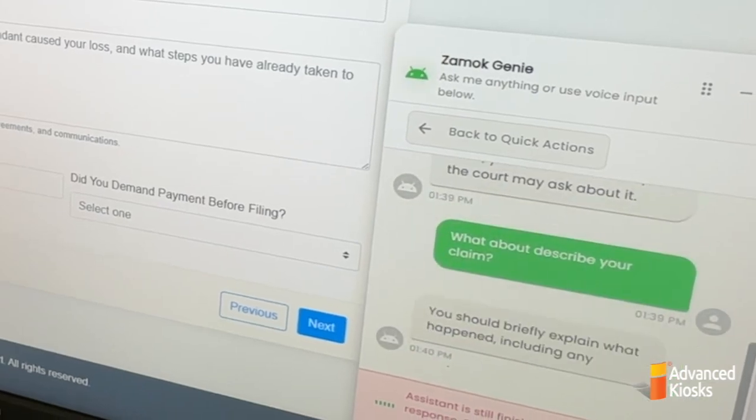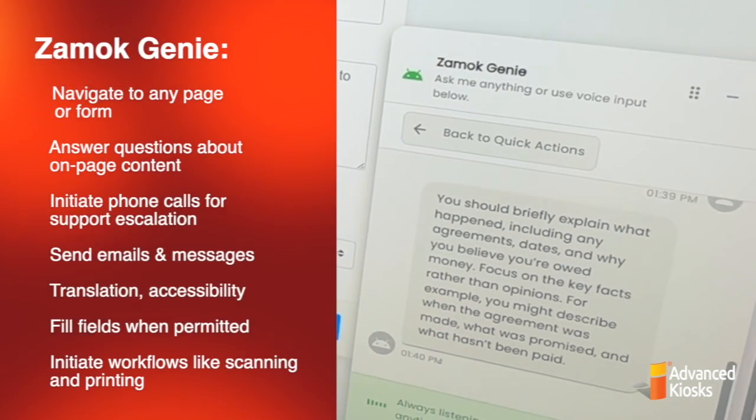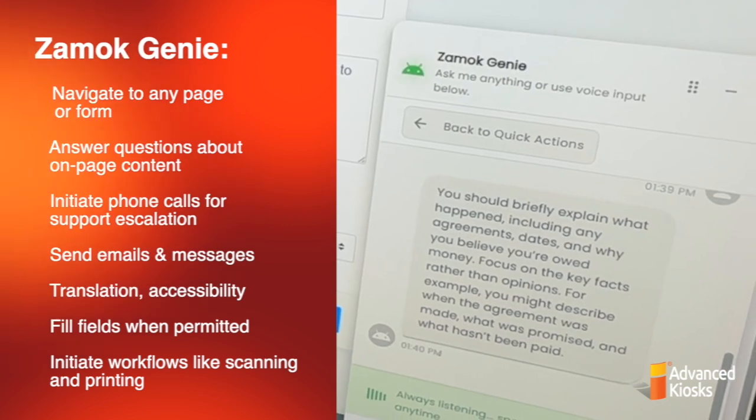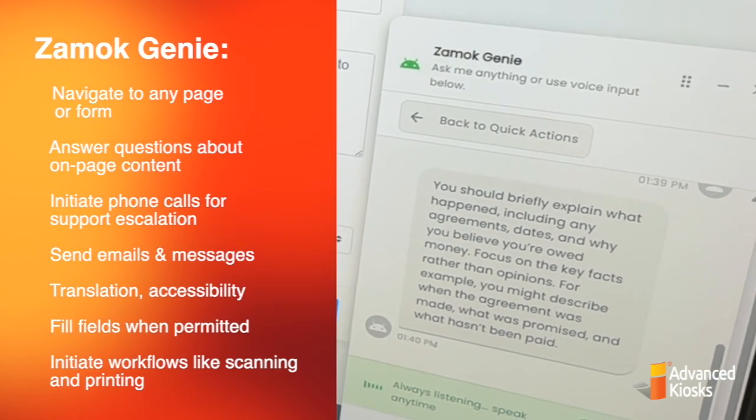What about describe your claim? You should briefly explain what happened, including any agreements, dates, and why you believe you're owed money. Focus on the key facts rather than opinions.